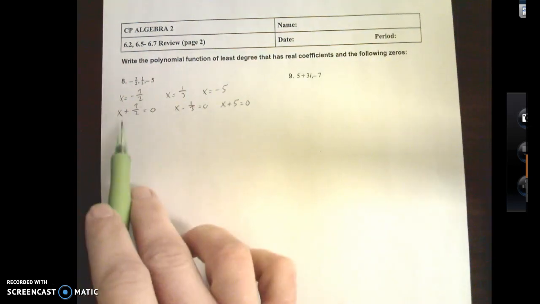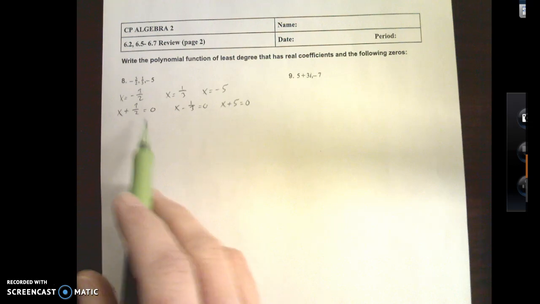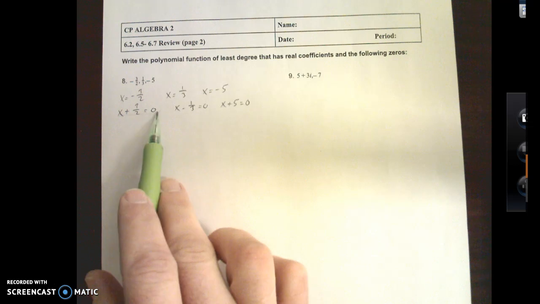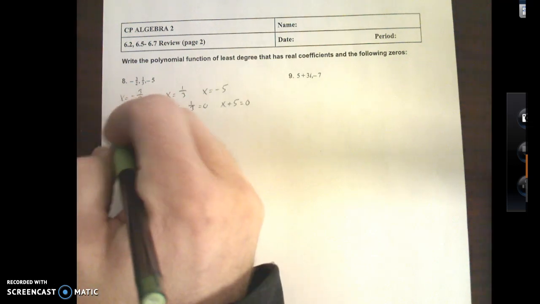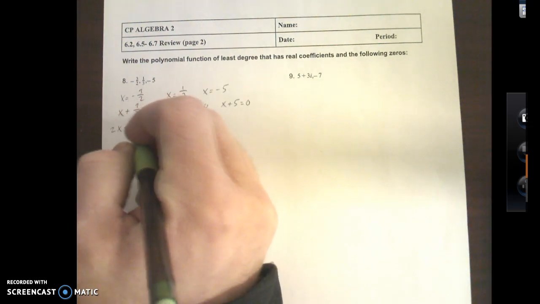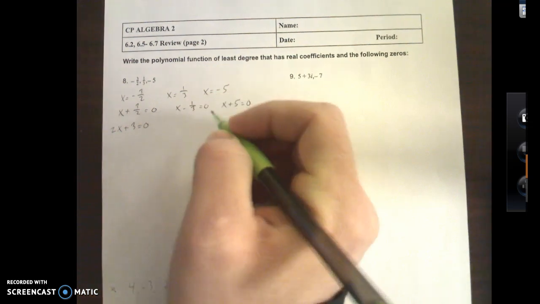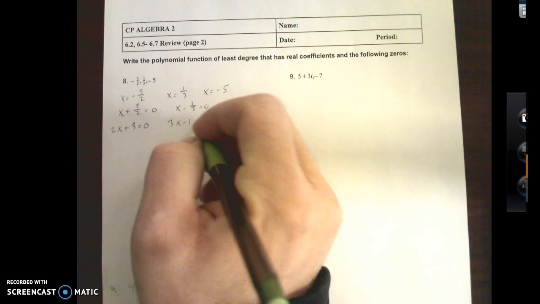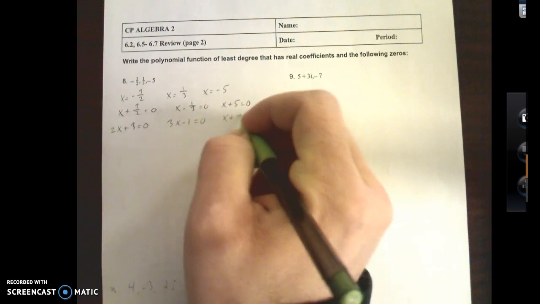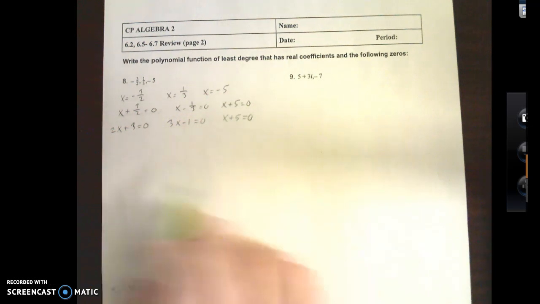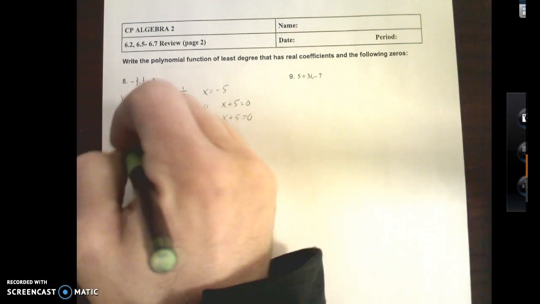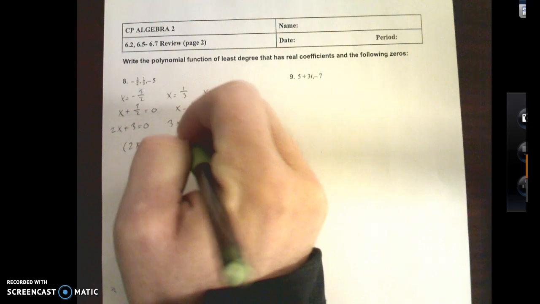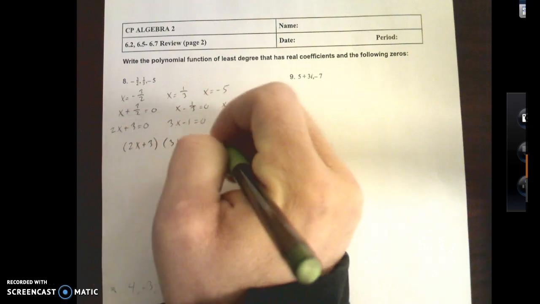If I have a fraction, I hate working with fractions. So what you can do for this particular one, if I multiply everything through by 2, this turns into 2x plus 3 equals 0. If I multiply everything through by 3 here, my common denominator, I'll get 3x minus 1 equals 0, and then x plus 5 equals 0. Okay, so here are my 3 binomials: 2x plus 3, 3x minus 1, and x plus 5.